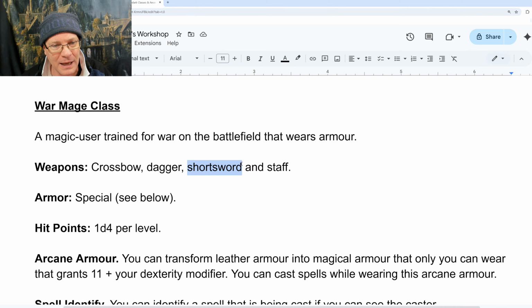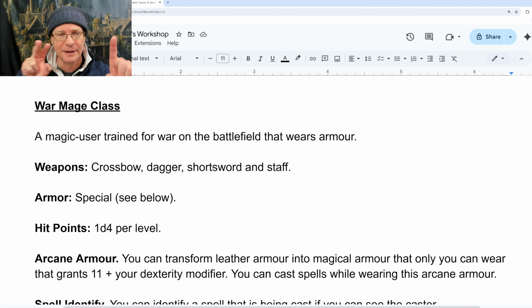If you were in a war and you were a war mage, you probably should know how to use them. Right? That's why I put them there. So I've given them two weapons that they didn't have before. So now I have to take something away. What do I take away? I've got to take away the number of spells that they can cast.